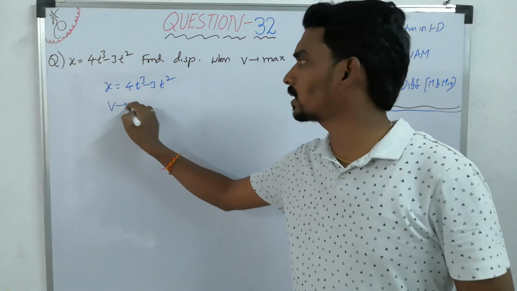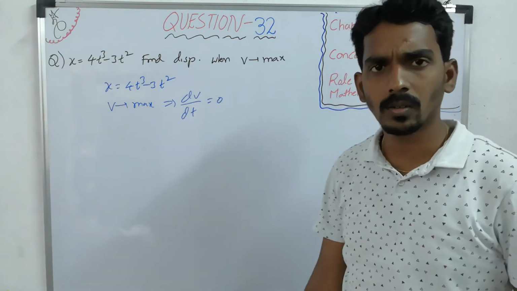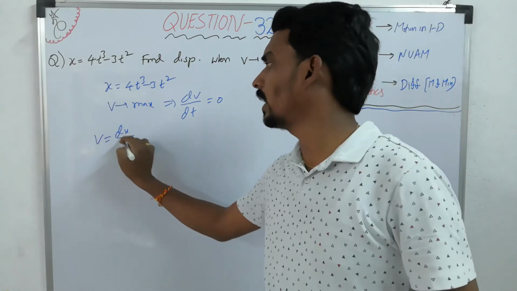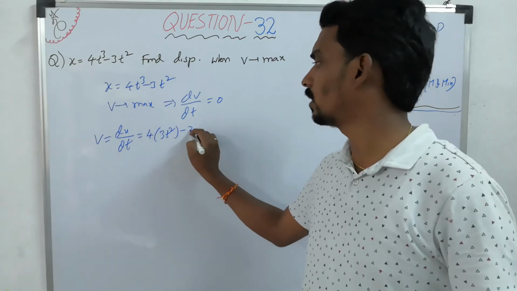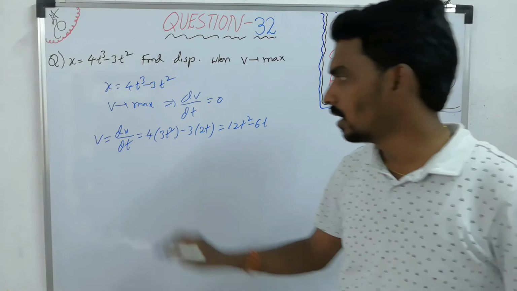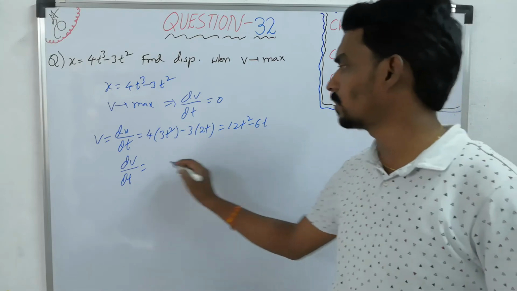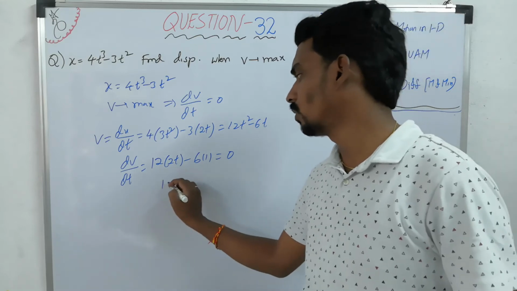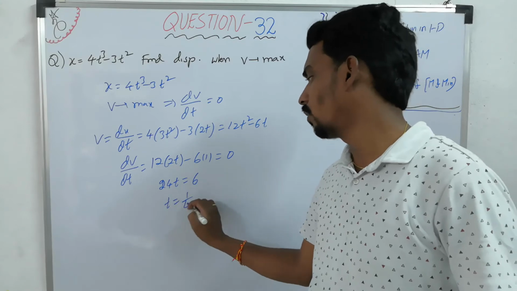So V should become maximum. That means dV by dt should become what? 0, because the first differentiation should become 0. First you find V. V equals the rate of change of displacement, dx by dt. So if you differentiate it, 4 into 3t square, 3 into 2t, equals 12t square minus 6t. Now dV by dt, because the condition is dV by dt should become 0: 12 into 2t minus 6 into 1 should be 0. So 24t equals 6. So t equals 1 by 4.